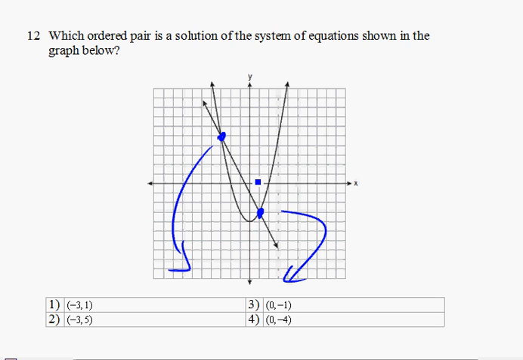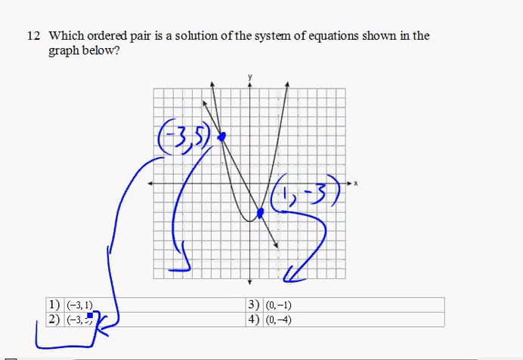Okay. Let's see what the coordinate of this point on the left is. 1, 2, 3, it's negative 3. 1, 2, 3, 4, 5. So it's negative 3, 5 is 1 point. And the other one is 1 comma negative 3. Okay, I don't see 1 comma negative 3 down there, but negative 3, 5 is choice 2, and that'll be my solution.